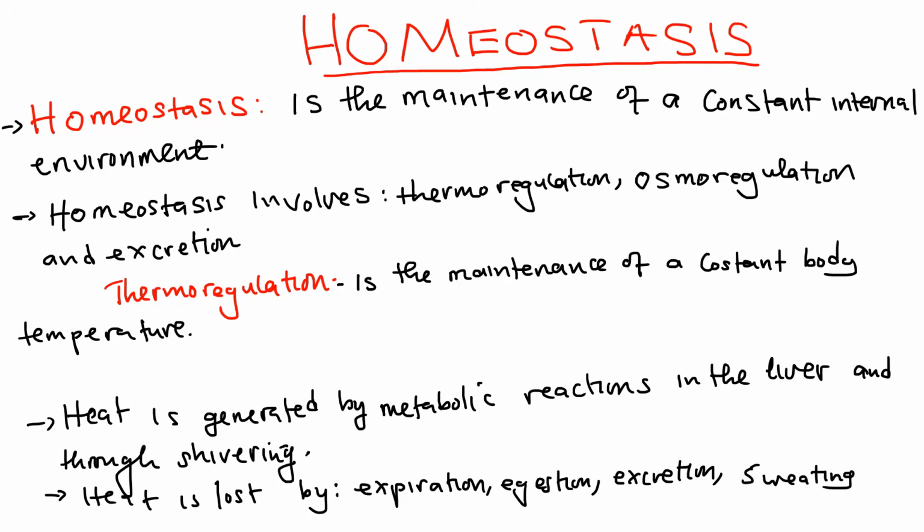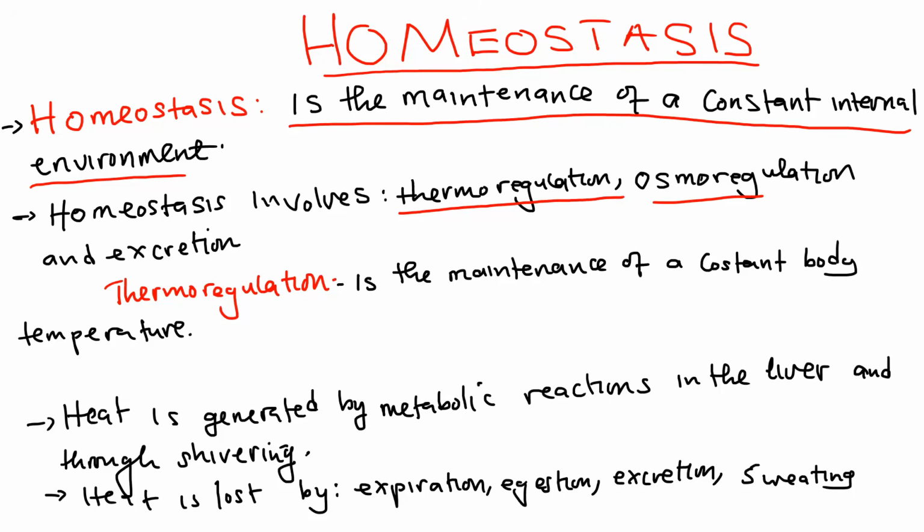What is homeostasis? Homeostasis is simply the maintenance of a constant internal environment. That is how you define homeostasis. Now, what does it involve? You can say homeostasis involves thermoregulation, osmoregulation, and excretion.